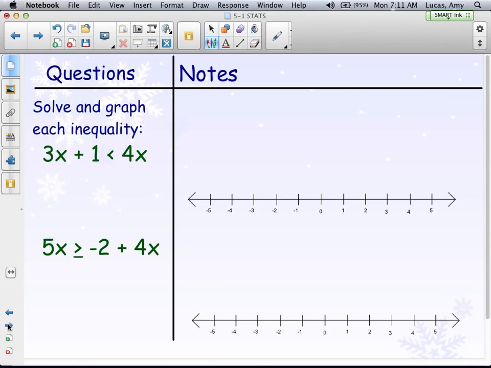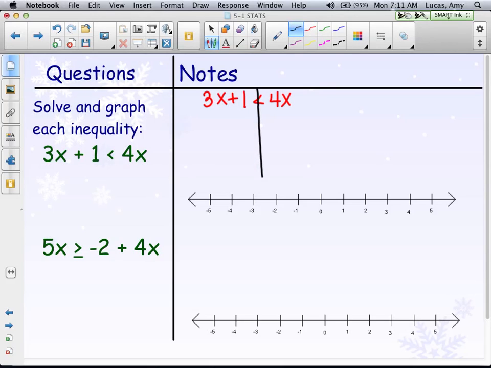My next example, we're kind of covering a lot of different types of equations from chapter 2. Now we've got a variable on each side. My 4x is all by itself, so I'm going to leave that alone, and I am going to subtract the 3x on each side. So now I bring down my 1, and it's less than 1x.